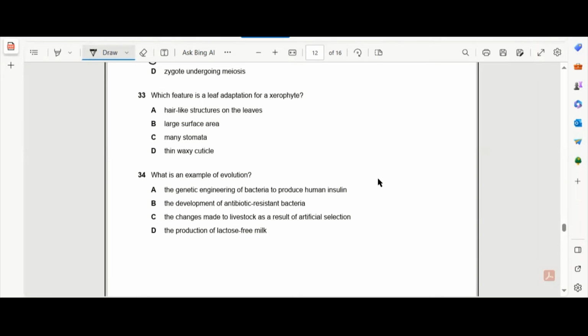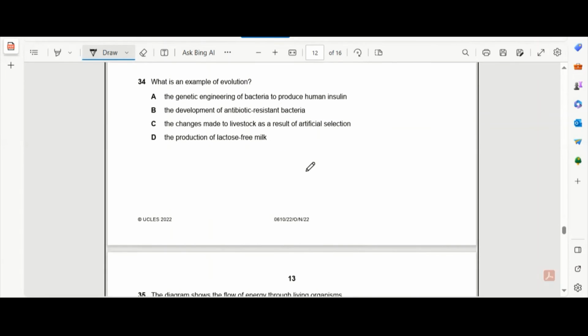33. Which feature is a self-adaptation for a xerophyte? Xerophytes are plants that need very little water. So hair-like structures on the leaves. Yes, this is the only correct answer. Due to the hair-like structures, there will be less air movement around them, so the wind will not be able to evaporate that much water. That means transpiration will be less, so they will lose less water.